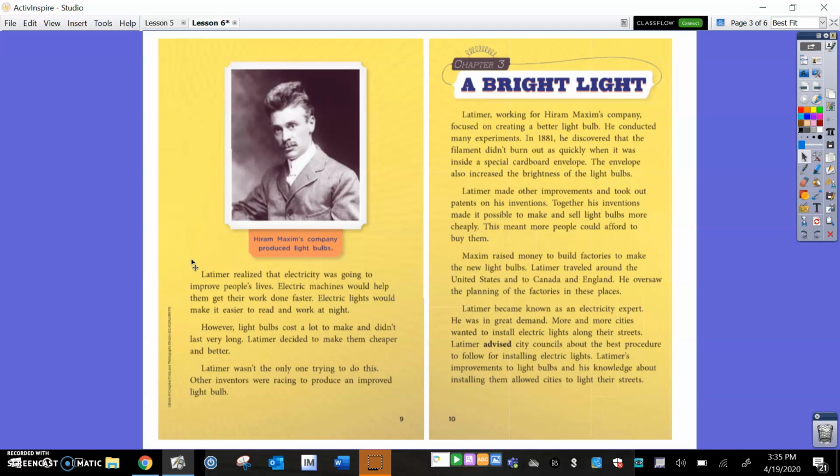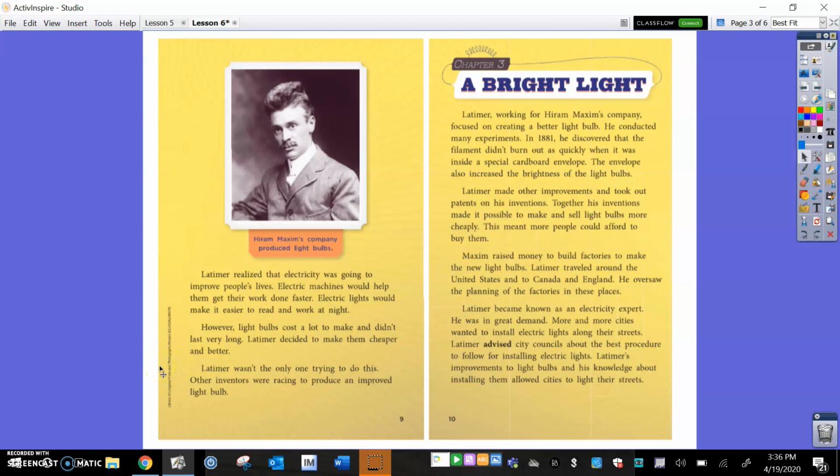So Latimer realized that electricity was going to improve people's lives. Electric machines would help them to get their work done faster. Electric lights would make it easier to read and work at night. However, light bulbs cost a lot to make and didn't last very long. There's their problem. Latimer decided to make them cheaper and better. Now, you could say this is a solution. Oh, I'm going to make them cheaper and better. But that's not specific. That doesn't tell me how he solved it.